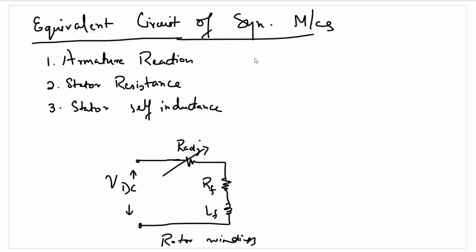As far as the stator winding is concerned, these three things need to be taken into consideration to model the stator windings. So because of the field circuit, a voltage is induced in the armature. Let the induced voltage be EA. That's EA, the voltage induced in the armature of the synchronous machine. This voltage is an AC voltage. The induced AC voltage is present in the synchronous generator.